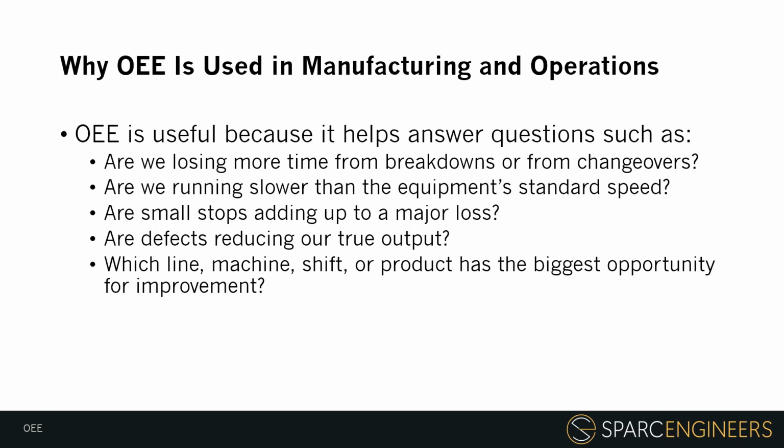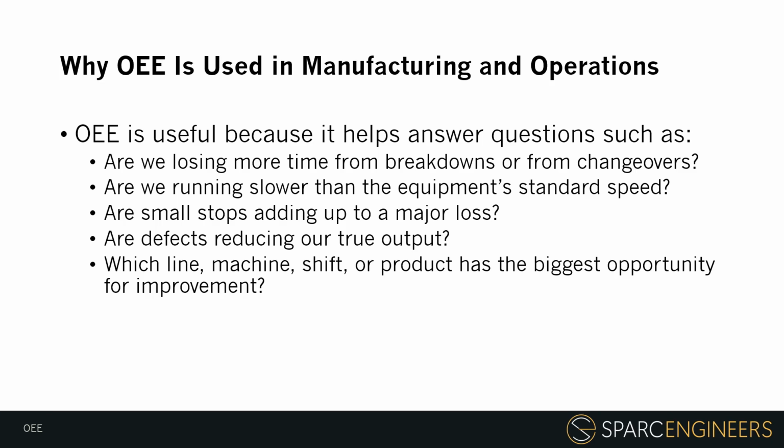The fourth question is, are defects reducing our true output? It is not enough to know how many units were produced. We need to know how many good units were produced the first time through the process. Scrap and rework consume machine time, labor, materials, and capacity.